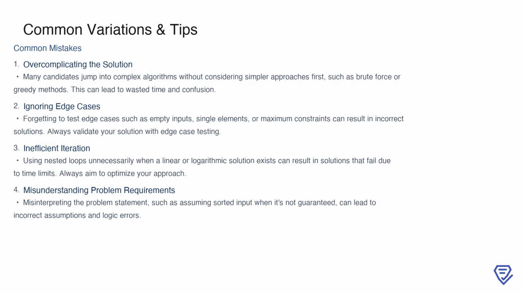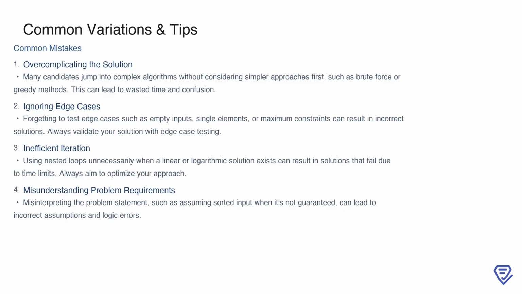When tackling this problem, there are a few common mistakes to be aware of. First, overcomplicating the solution can be a major pitfall. It's easy to jump into complex algorithms without first considering simpler approaches like brute force or greedy methods, which can help you gain clarity and build a foundation for optimization later. Additionally, ignoring edge cases is another frequent error. Always test scenarios like empty inputs, single elements, or maximum constraints to ensure your solution is robust.